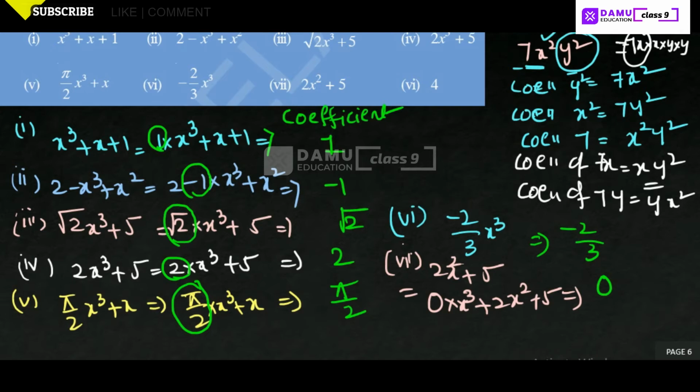Next, for this also, if your x cube term is not there, we should write it like that. So for 4 you can write it in the format of 4 plus 0 into x cube. So what is the coefficient? For this also, 0 is the coefficient. Like this we need to solve.